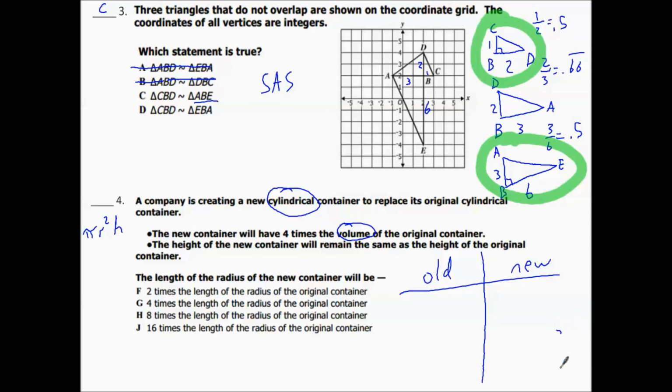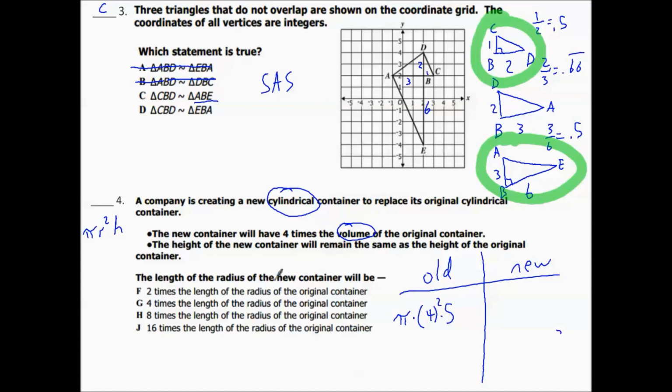Here's what I would do. Plug in numbers for these. Pick a number bigger than 3 for both the radius and for the height. Start with old, right? The only thing we know about old versus new is that new has 4 times the volume and that the heights are the same. So check this out. If you do pi times r squared, pick a number for r. Let's just go with 4. If we go 4 squared times, let's pick a number for height. Let's make it 5.